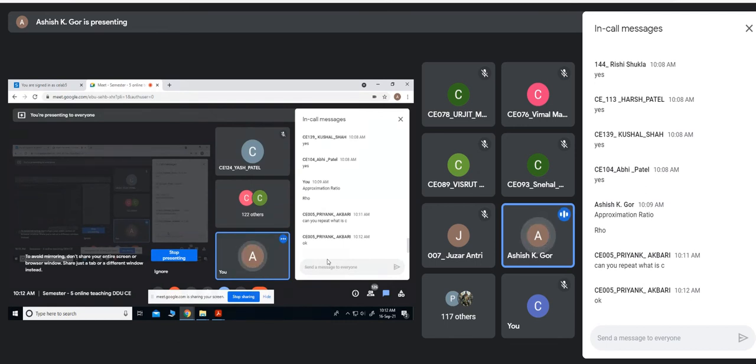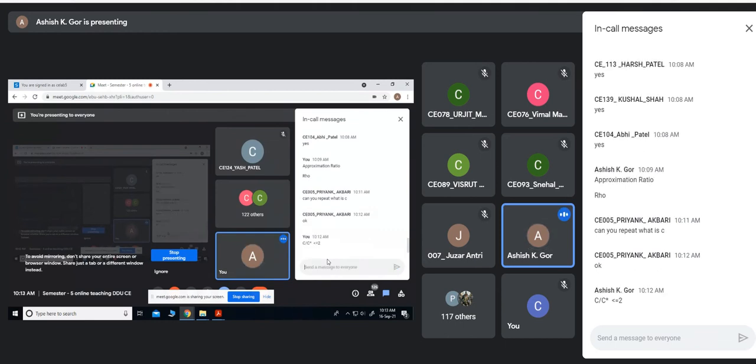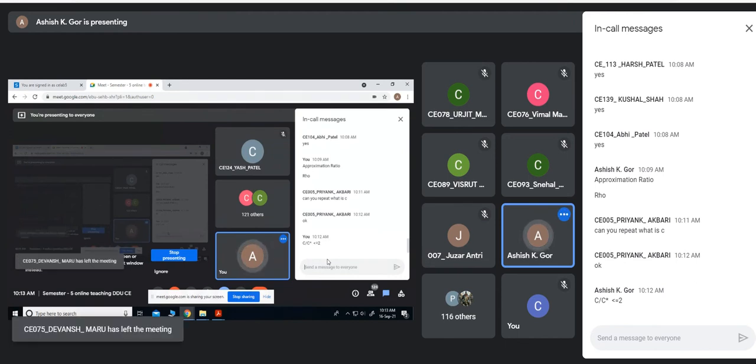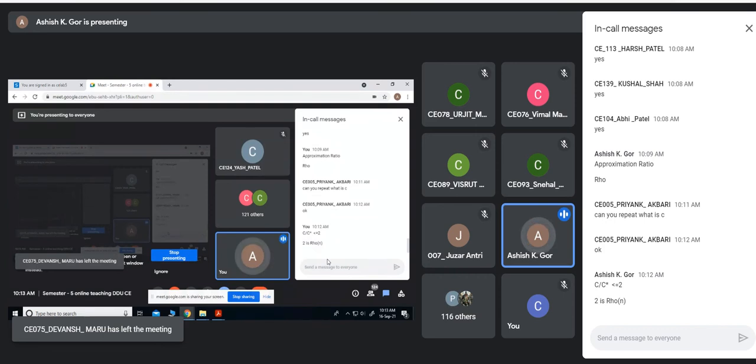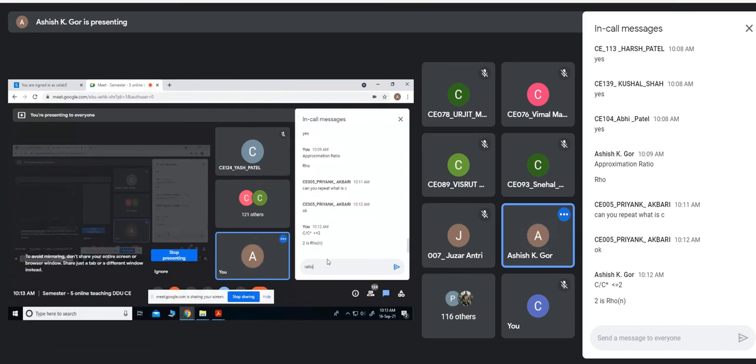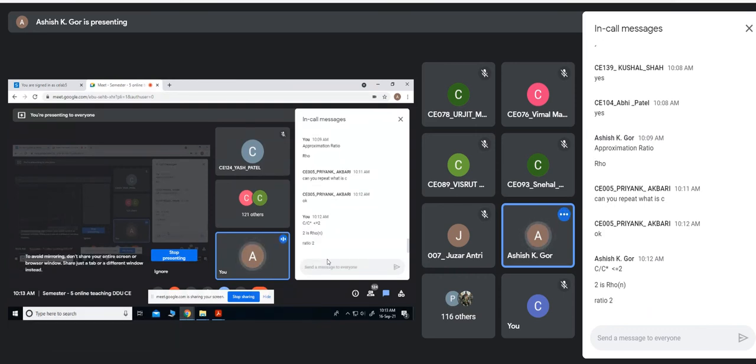Okay. So let us say C upon C star is less than or equal to 2. Don't forget about maximum and everything. C upon C star is less than or equal to 2, where 2 is what? Rho of n. It means rho of n is equal to 2, means the ratio is 2, which means C is less than or equal to 2 times C star.